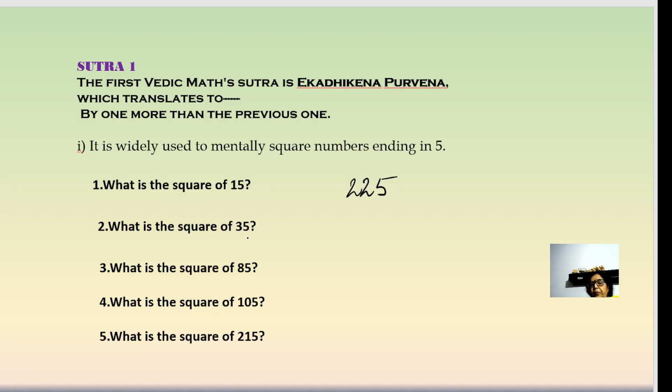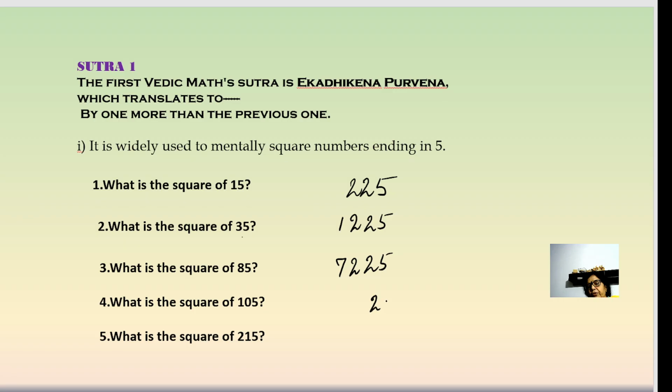Let's understand. 35. First I will write here 25. 5 into 5 is 25. Then 3, and the next number after 3 is 4. So 3 into 4 is 12. So you get here 1225. 85. 5 into 5 is 25. And 8 into 9. The next number after 8 is 9. 9 into 8 is 72.